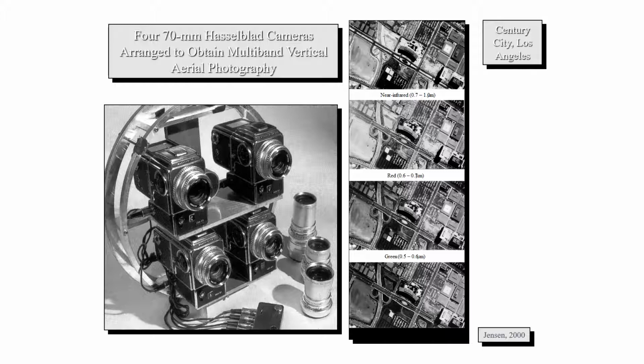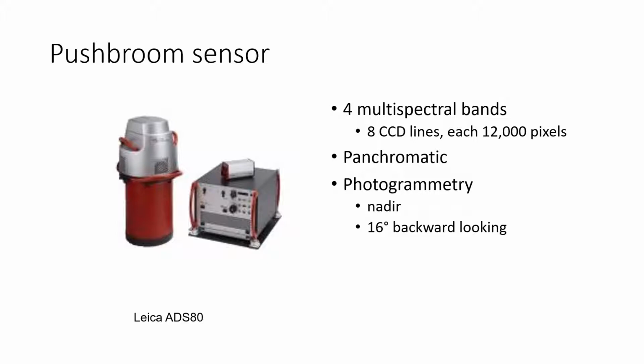Here's what an old aerial photography setup might have looked like. One of a more modern setup is something called a push broom sensor. Here we have 4 multispectral bands, 8 charge coupled devices per line, or 8 charge coupled device lines. Each one has 12,000 pixels. And we can use this to do panchromatic stuff or any kind of photogrammetry with nadir images, or off nadir imagery, things up to 16 degrees backward.